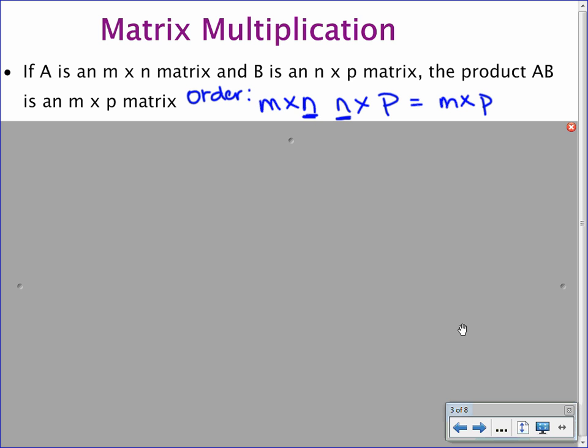Yes, and yes. Or multiplication, like switching around. We're going to talk about if it's commutative or not. That's what you're asking, right? Okay. It is not going to be commutative.